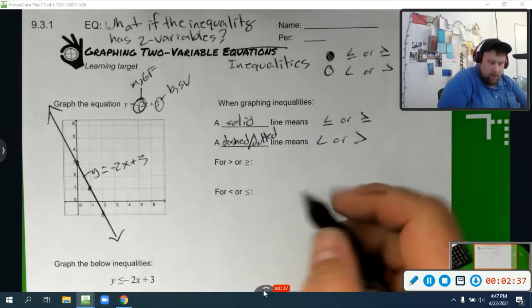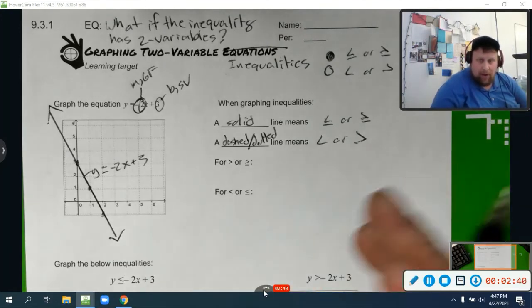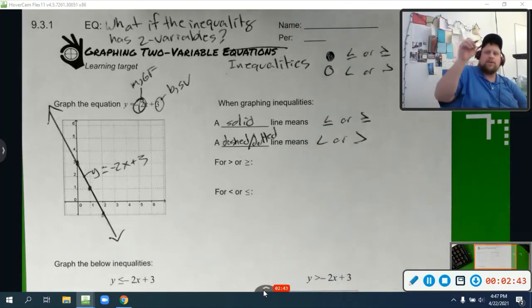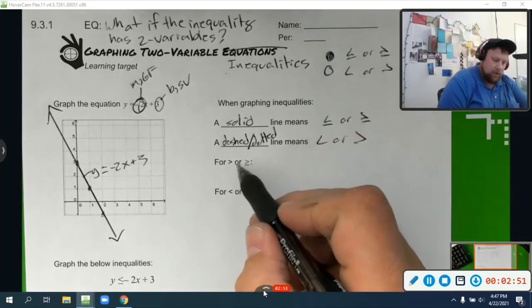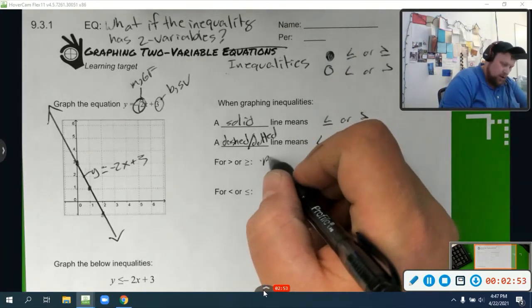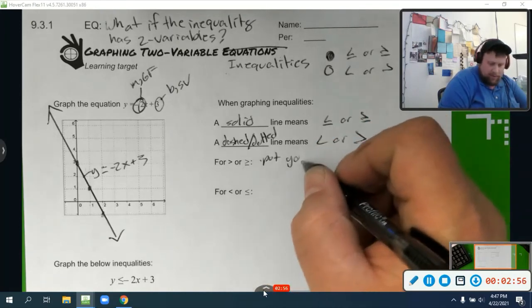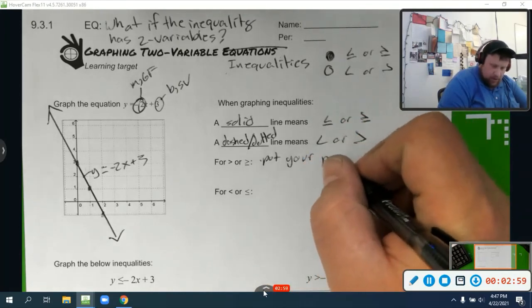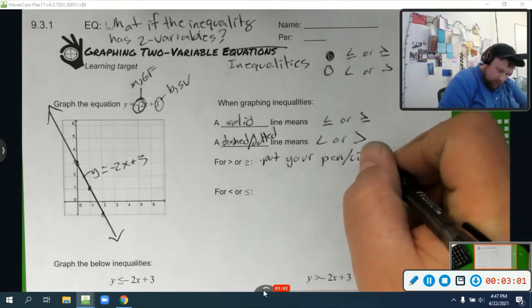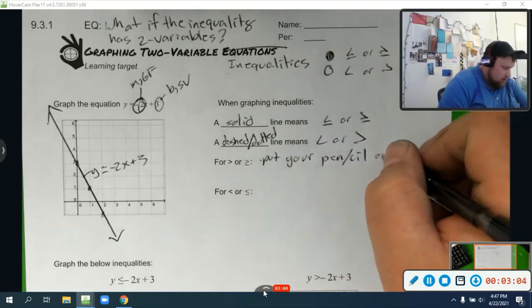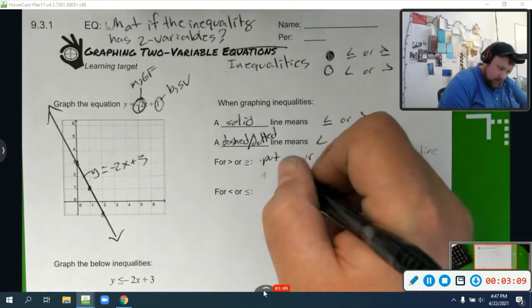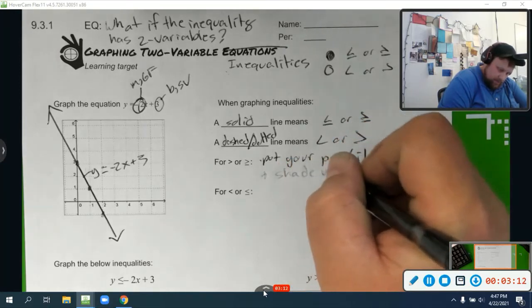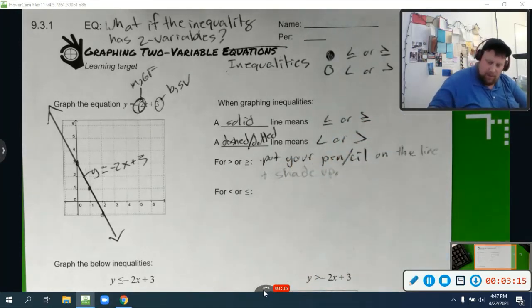Also, when we're showing an area, now normally on the little number lines, we just do a little arrow left or an arrow right. Well, now we're talking about two dimensions, so we're going to actually have to shade an area. And to know which area to shade for greater than or equal to, put your pencil, or I should say your pen or pencil, on the line and shade up.